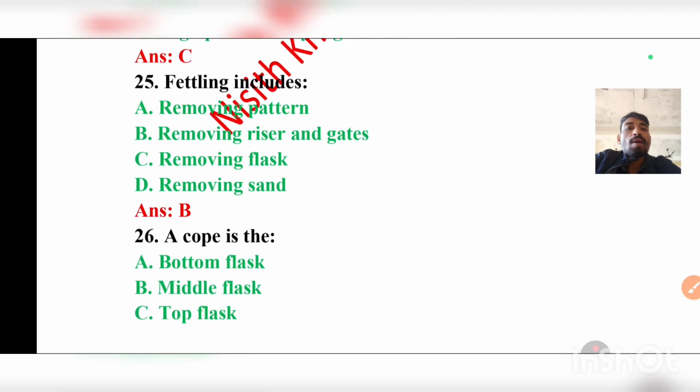Question number 25 is fettling includes removing pattern, removing riser and gates, removing flash or removing sand. Just remember that is your option number B is the correct answer, that is your removing riser and gates.